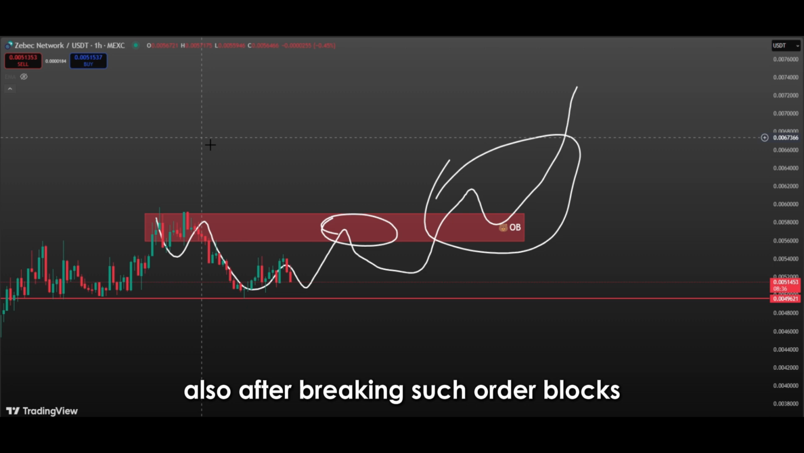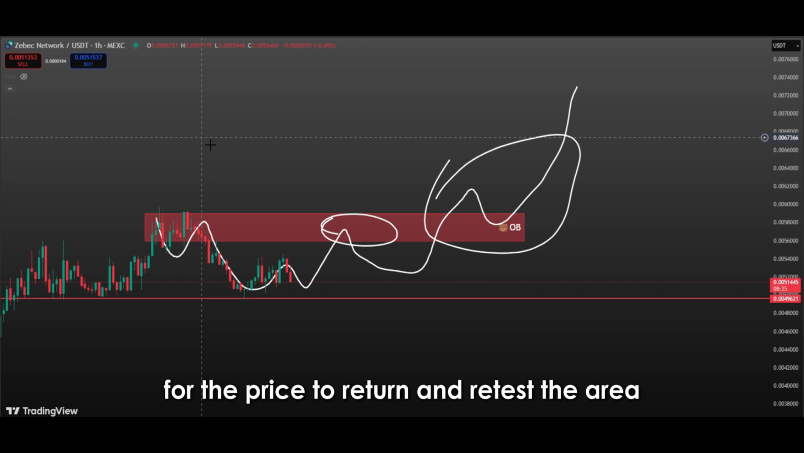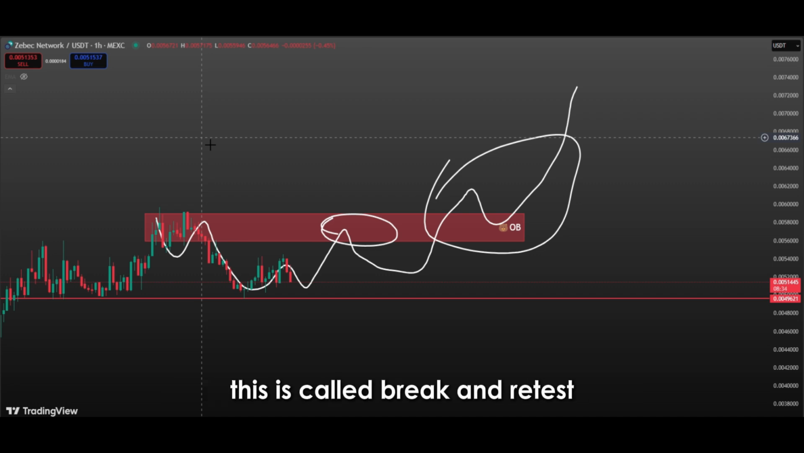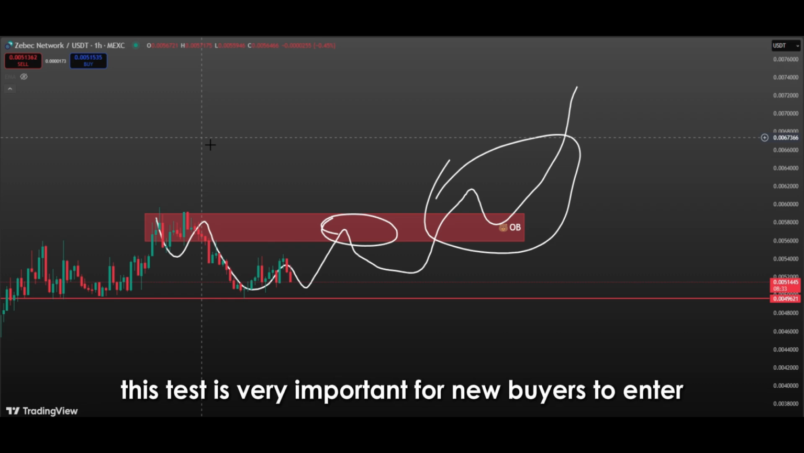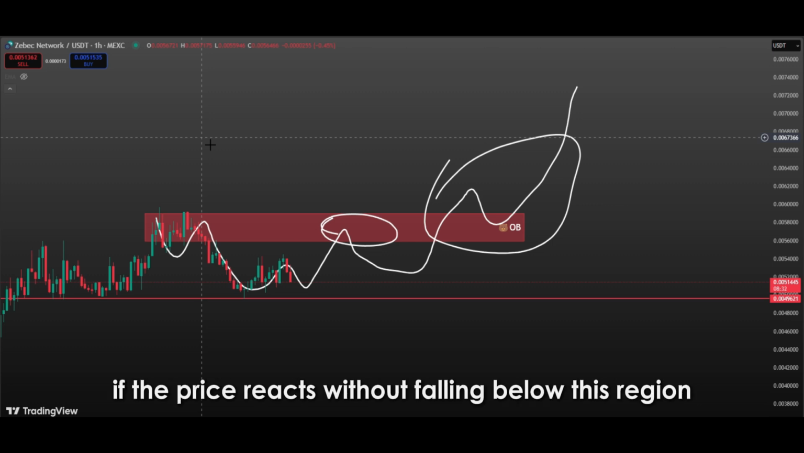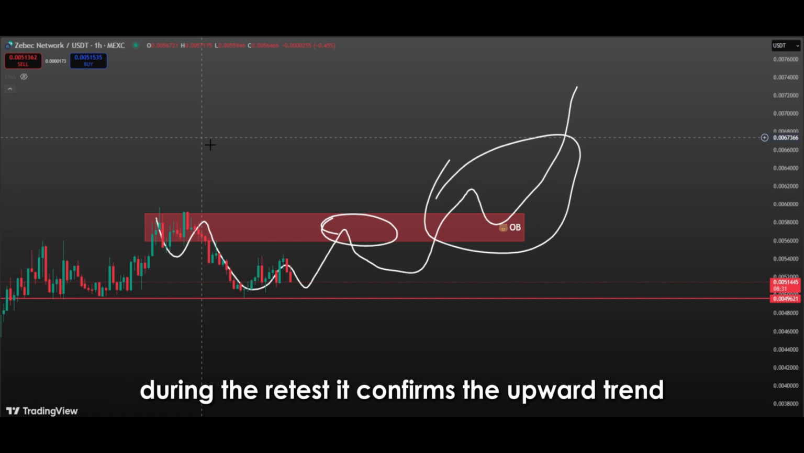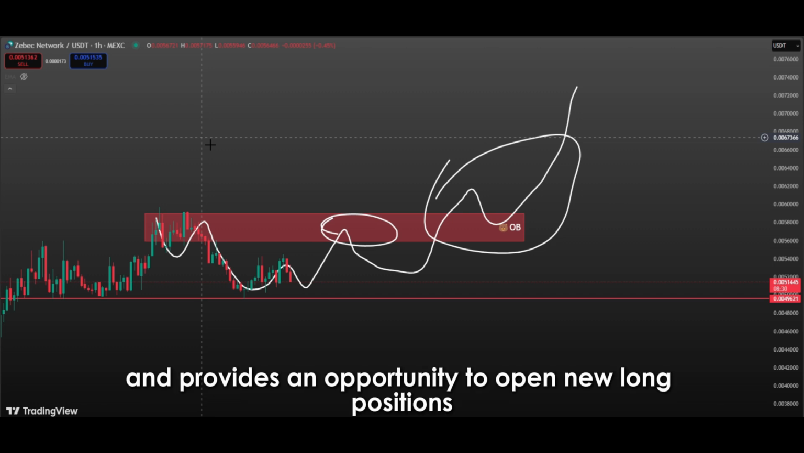Also, after breaking such order blocks, it is considered healthy technical practice for the price to return and retest the area. This is called break and retest. That is, the price breaks above the block, then pulls back slightly to test the region. This test is very important for new buyers to enter and for sellers to turn into buyers again. If the price reacts without falling below this region during the retest, it confirms the upward trend. This structure gives investors great confidence and provides an opportunity to open new long positions.